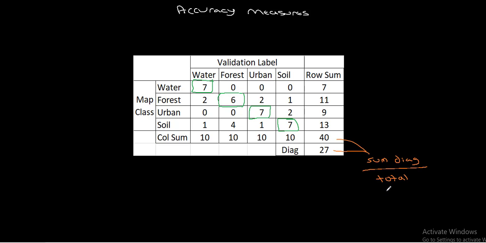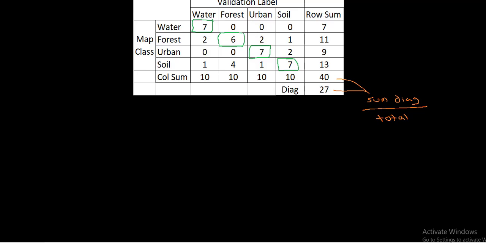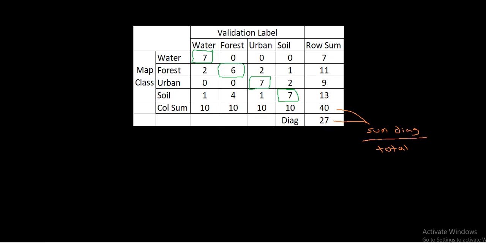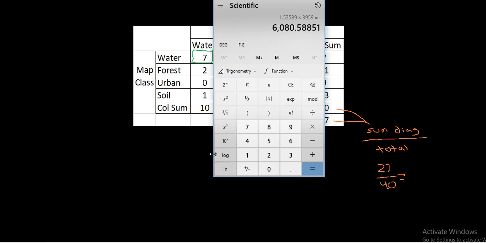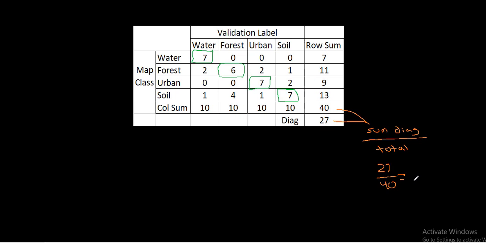I'm going to scroll down just a little bit to give us more room to work with. If we take the sum of the diagonal divided by the total, that would be 27 over 40. If we pull out our calculator and do the math, we would get 0.675, or 67.5%. All I did was move the decimal place over 2 to make this into a percentage.